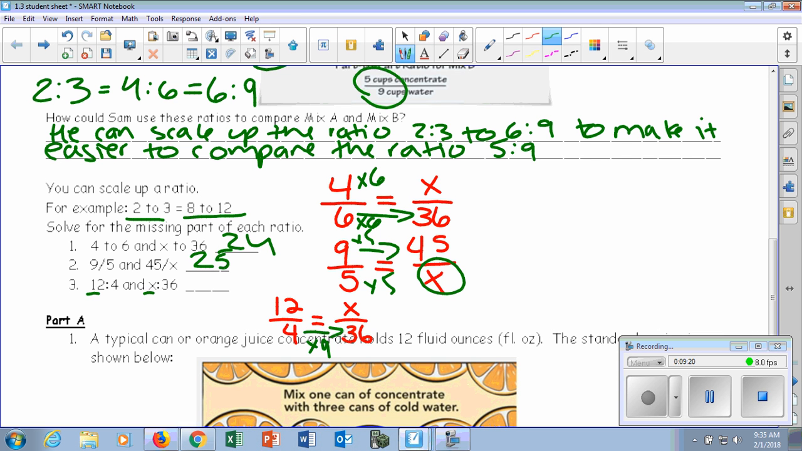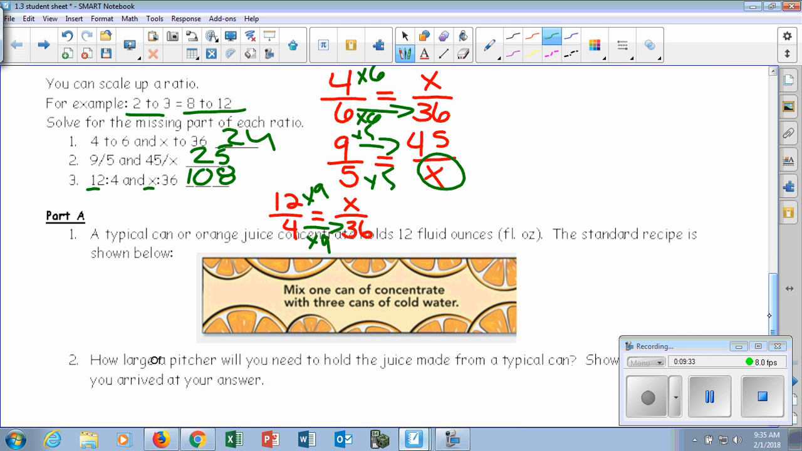Okay, well, if I did that in the denominator, I got to do it to my other side, so I have to multiply that by my 12. 12 times 9, Lily? 108. 108, which is what my x would equal. 108. Any questions as to how we got those?